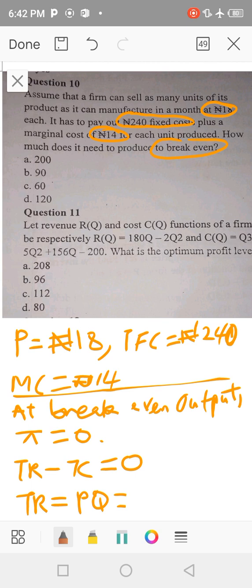Total revenue is price times quantity. Our price is 18, then Q, so we have 18Q. That's our total revenue, price times quantity, which is 18Q.